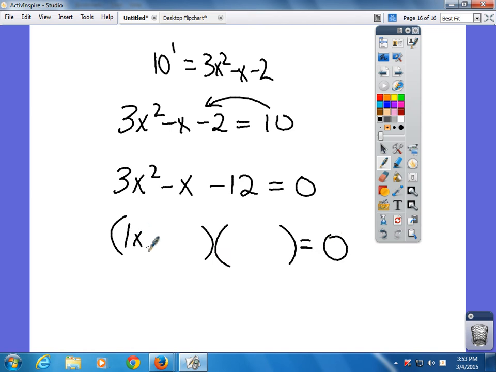So 1x, 3x. And let's try, we need a 3 and a 4, so I'm going to go with, well, that can't be 3 and 4. 3 and 4 won't give you a 1. 2 and 6. No. Might have to use complete the square. I want to use complete the square anyway. I don't like to use reverse FOIL. It takes too long.